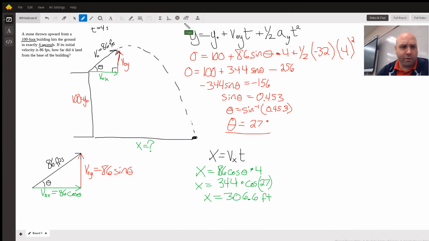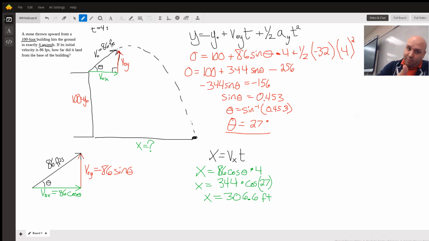A stone thrown upward from a 100-foot building hits the ground in exactly 4 seconds. If its initial velocity is 86 feet per second, how far did it land from the base of the building? So this is a type 3 projectile question from your first unit, kinematics.